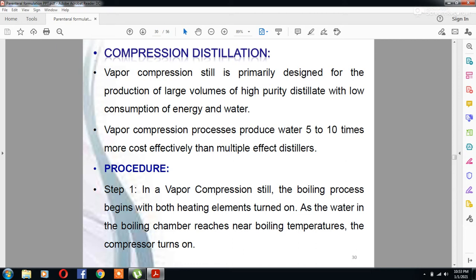Now coming to the basic procedure for compression distillation. In the first step, in a vapor compression still, the boiling process begins with both heating elements turned on. As the water in the boiling chamber reaches near boiling temperature, the compressor turns on.